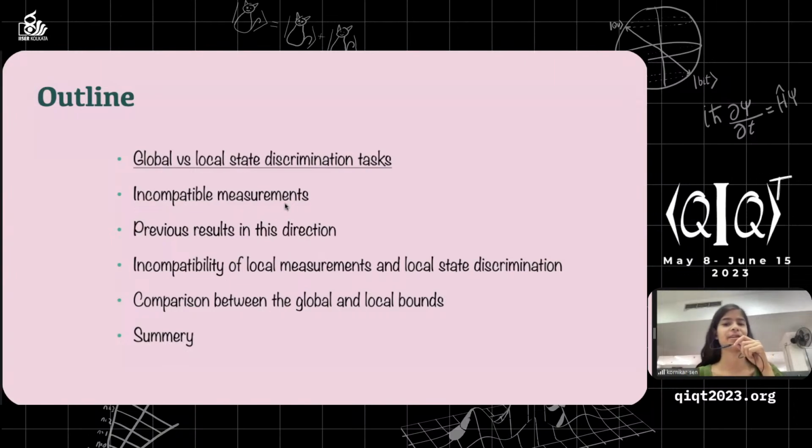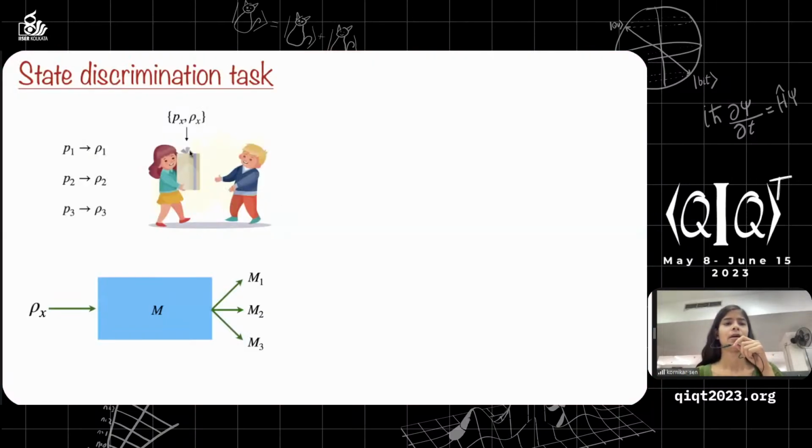Local state discrimination tasks. In the usual state discrimination task, someone prepares a state with some probabilities. Say a girl can prepare a state rho 1 with probability P1, a state rho 2 with probability P2, or a state rho 3 with probability P3. Then after preparing, she gives the state to another person.